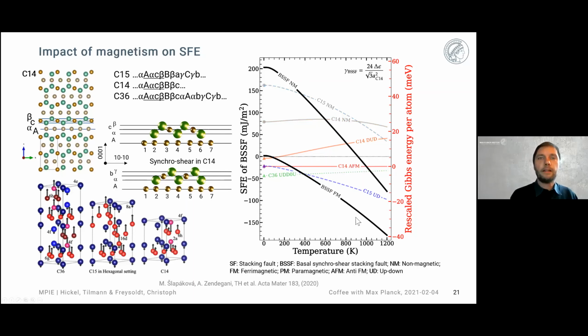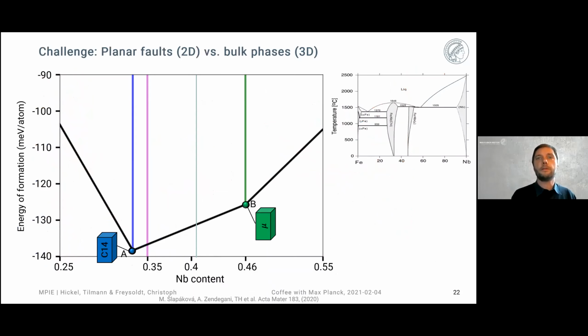But magnetically ordered structures are also not what is reality. Reality is that we actually have a paramagnetic situation, and then we get positive stacking-fault energies throughout the relevant temperature regime. That's the magnetic aspect which needs to be also taken into account. And then we can really do the thermodynamic evaluation.